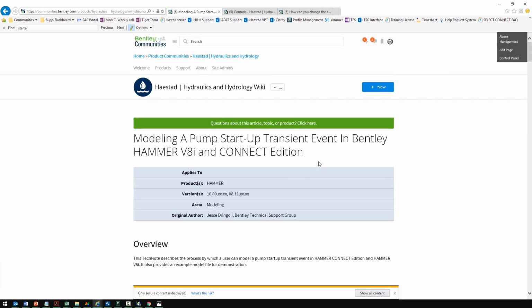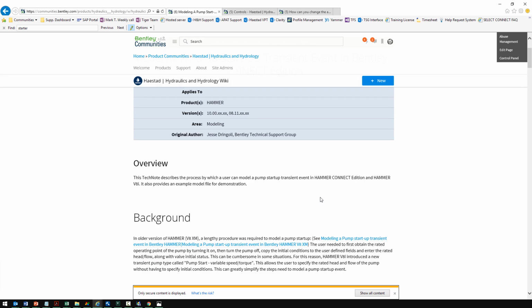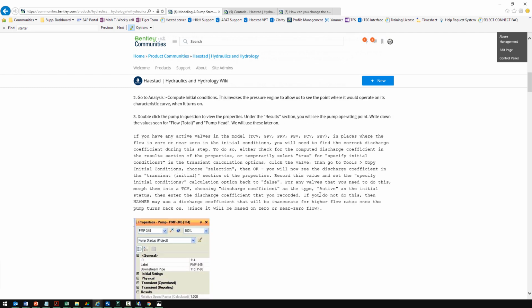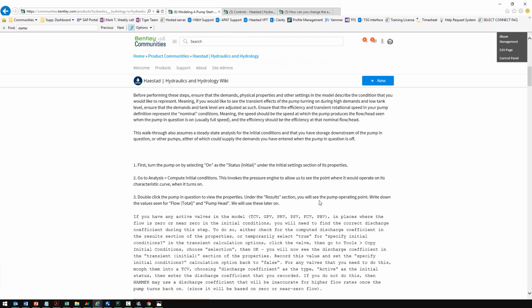So we have this article here, modeling a pump startup event. The reason why there's a separate article on this is because there are some additional little tricks involved, because of the fact that you need to enter the rated head and flow of the pump in the initial conditions. In the initial conditions you'll have your pump off, and since Hammer needs to be able to construct that 4-quadrant curve based on the nominal operating point of your pump, you have to enter that operating point manually.